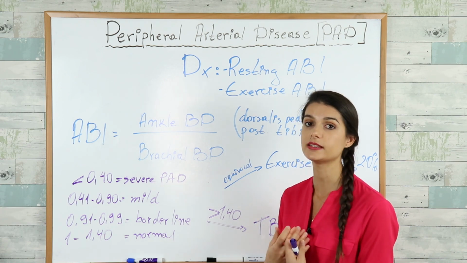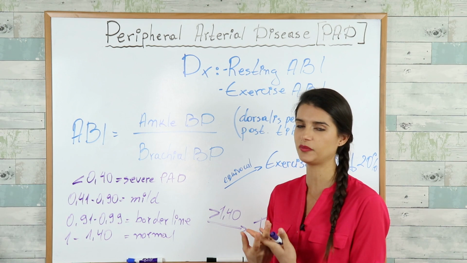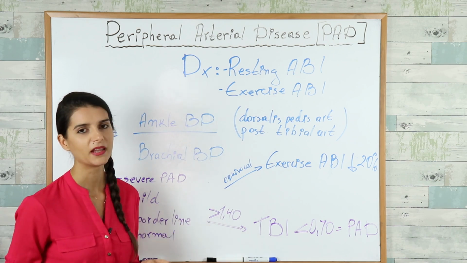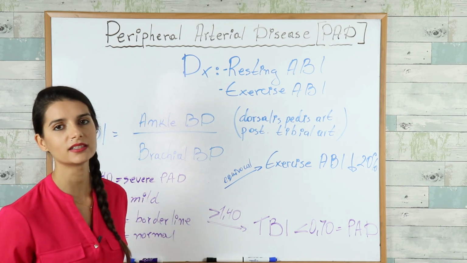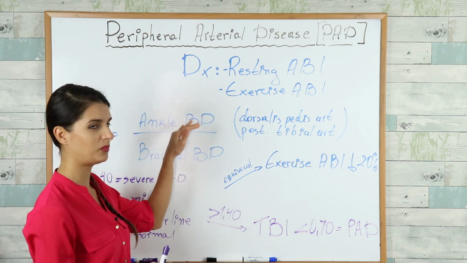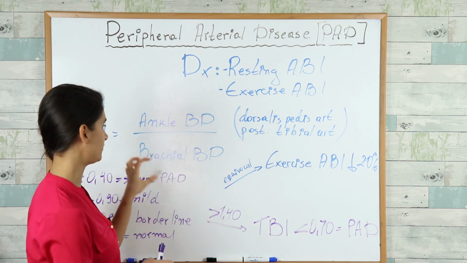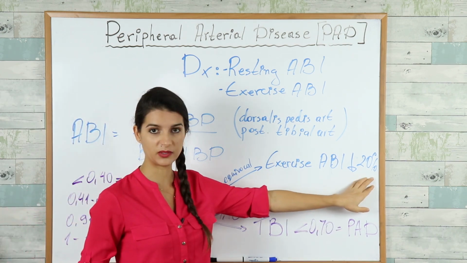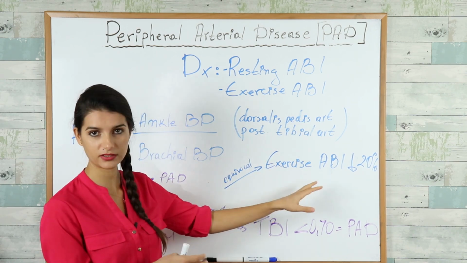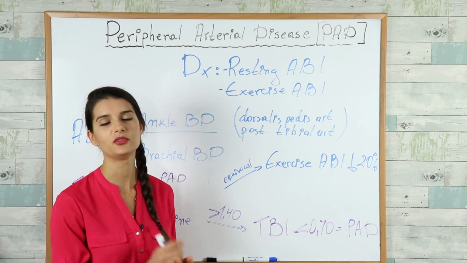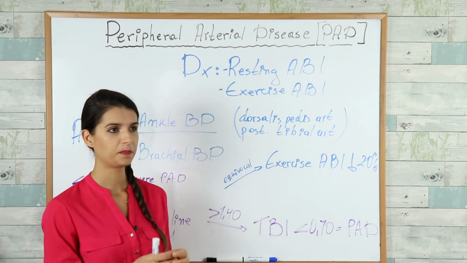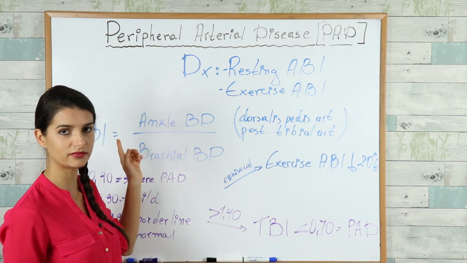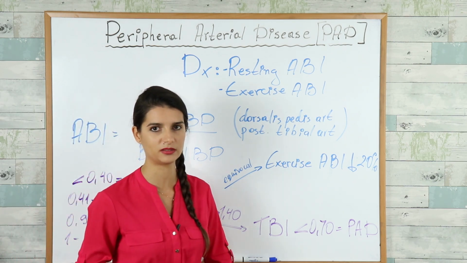But what if the test is equivocal? What if you cannot determine if the patient has PAD or not? Then you can use the exercise ankle brachial index. Basically, you let the patient exercise a little bit and then you measure the same blood pressures again. If the value drops by more than 20% after the patient exercises, then you diagnose peripheral arterial disease. Basically, if the ABI decreases by more than 20% from the initial resting ABI value of the patient, then you diagnose peripheral arterial disease.